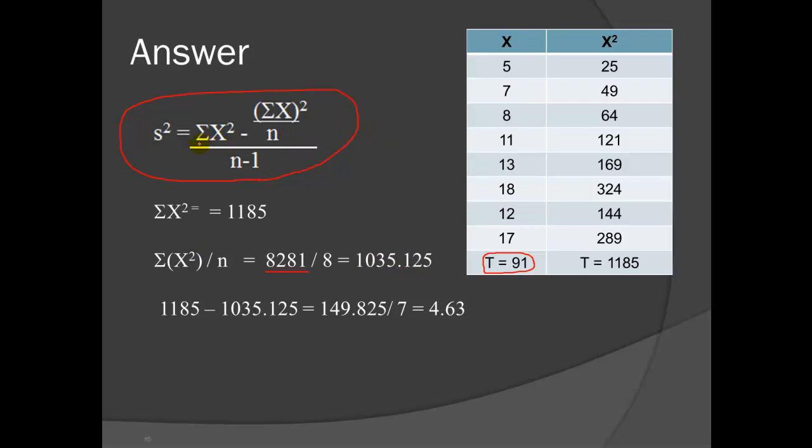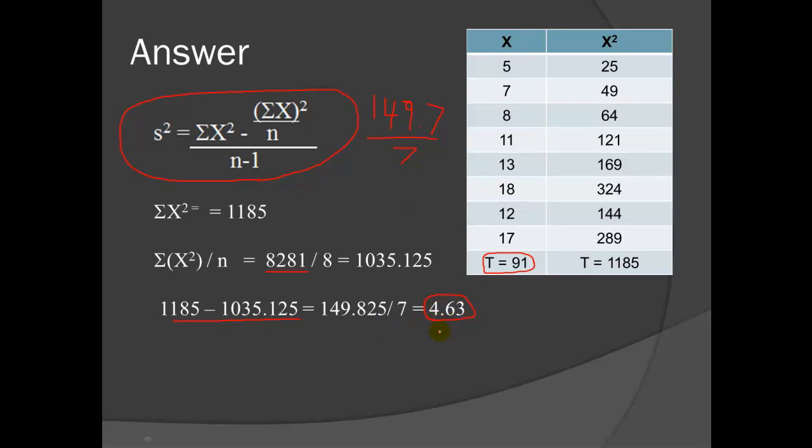Now let's get this side. What we're going to do is just take x squared for each value and then the sum of that. So 5 times 5, 25, 7 times 7, 49, and so on and so forth. And then take the sum of all that, we get 1185. So the next thing we want to do is take that value, 1185, minus the first part that we calculated, which was 1035.125. You can see I do this calculation down here. We get 149.825. So 149 point, let's just round that to 0.7, over our n minus 1, which would be 7 in this case. So then we calculate that, we get 4.63.